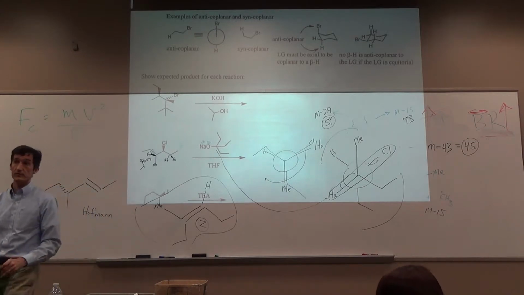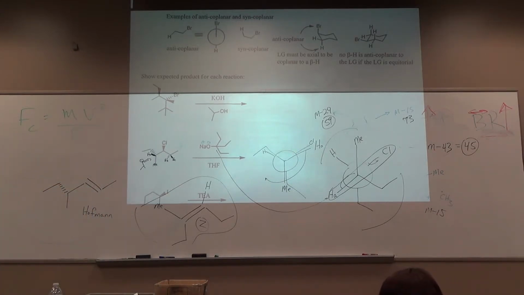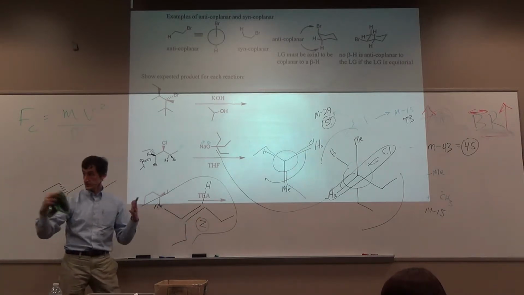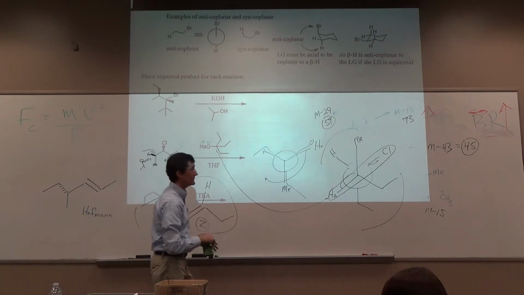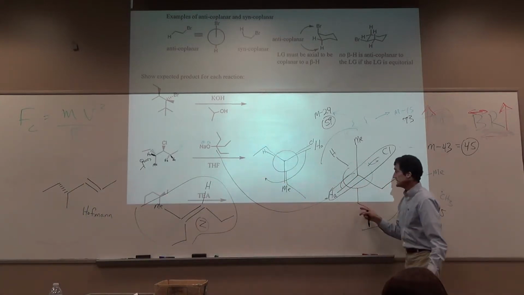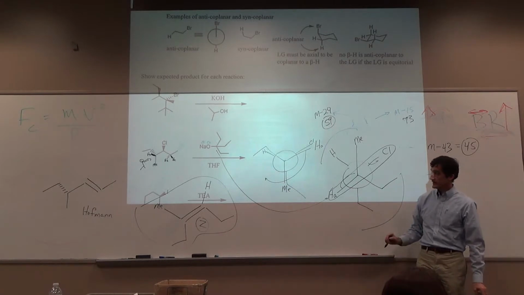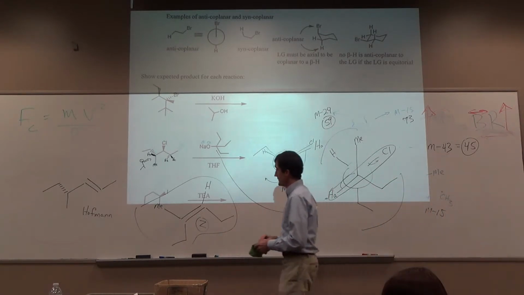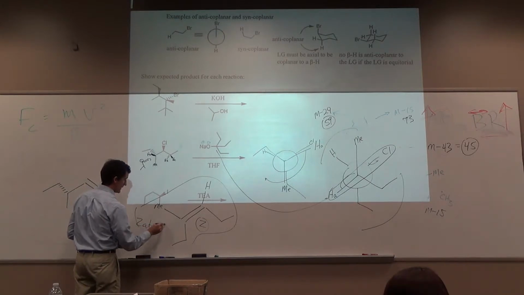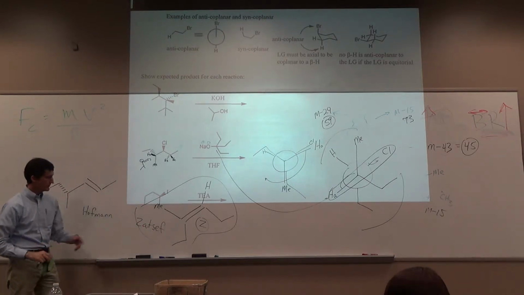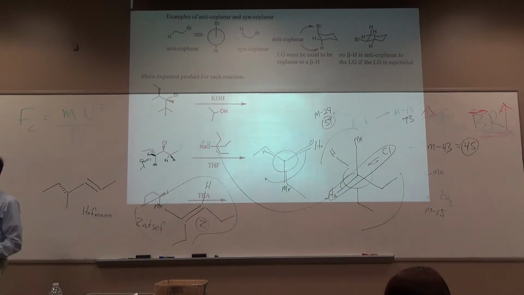Is that the most stable of that alkene? No. Most stable would have your big groups anti or trans. We don't get that because we have to meet this anti-coplanar requirement. It can eliminate syn-coplanar, but it ain't going to eliminate syn-coplanar if anti-coplanar is available. So this is Saytzeff. You can spell it however you want. Put S there and Z there, it's spelled a variety of ways.